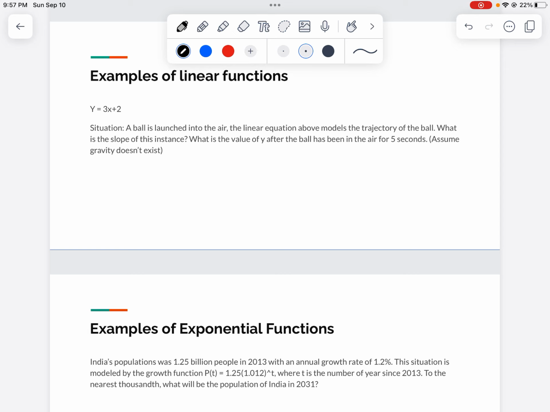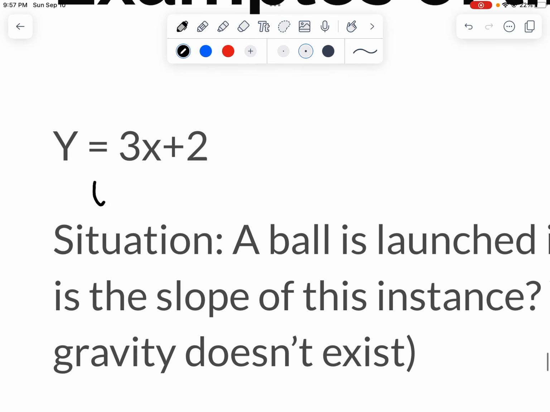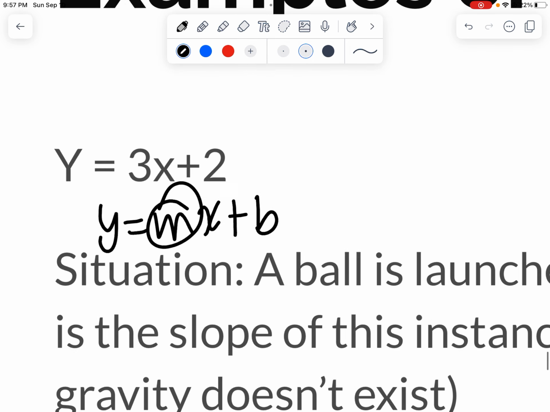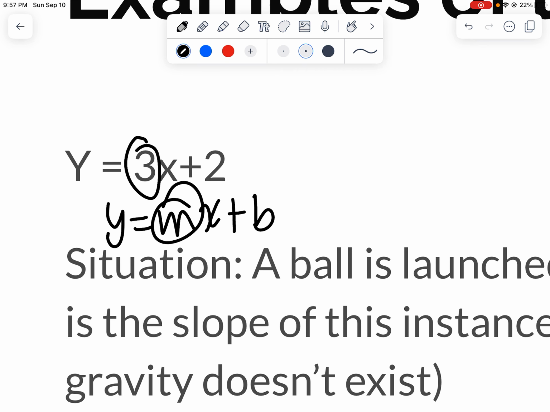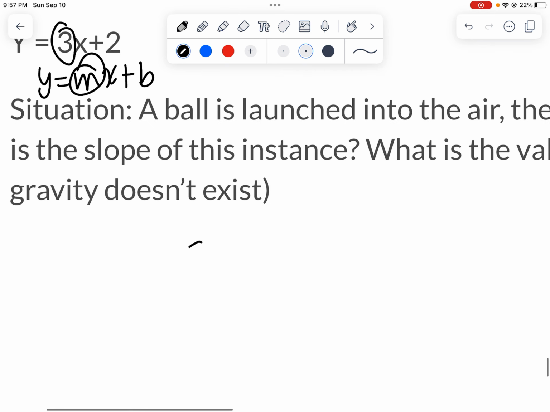So what is the slope in this instance? Well, what did I say? y equals mx plus b. The slope is always the m. In this case, m is equal to 3. So the slope we'll put as 3.